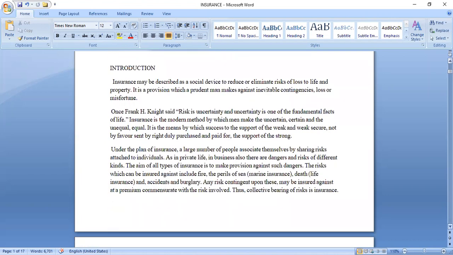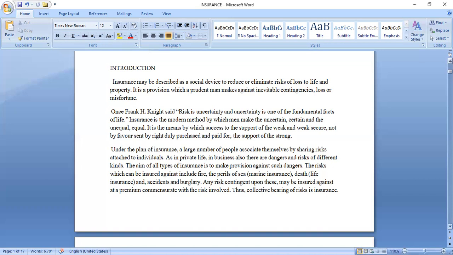So a number of definitions have been made for insurance by a number of scholars, but the take-home message for us should be that in simplicity, insurance is a social device that is used to reduce or eliminate risks of loss to life, property, and other materials, right? So insurance practically is a social device that helps to reduce or eliminate risks of loss. It could be economic loss, it could be loss in terms of life, in terms of property, right?